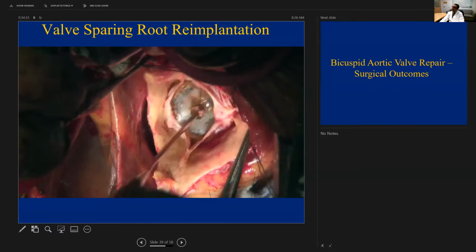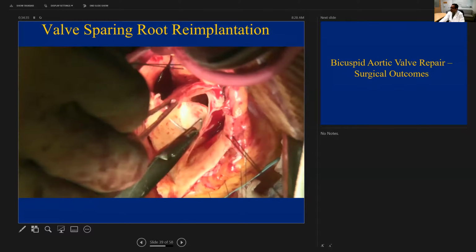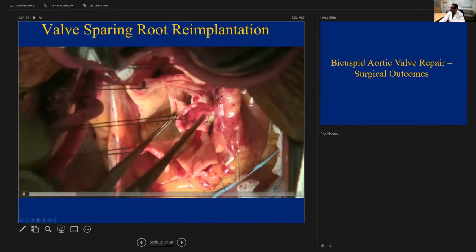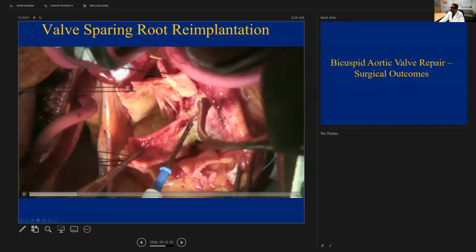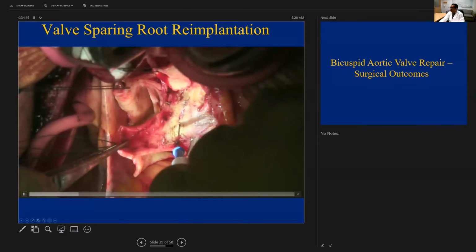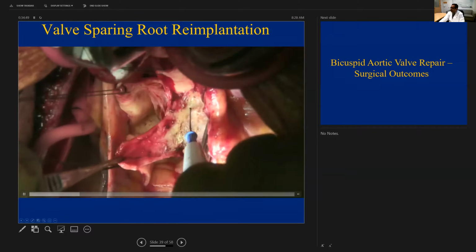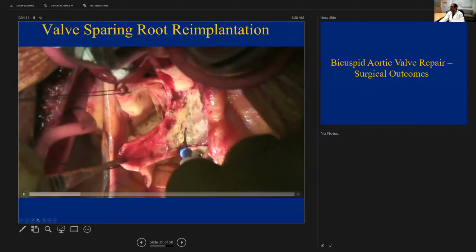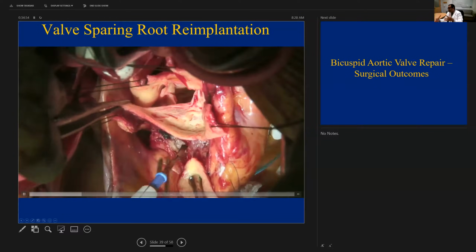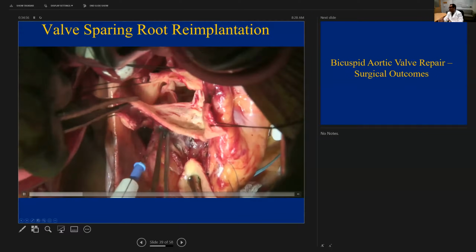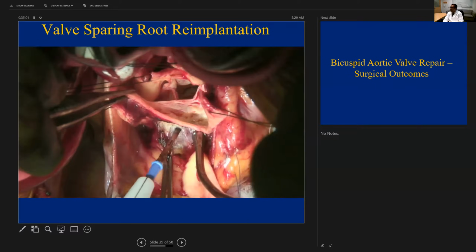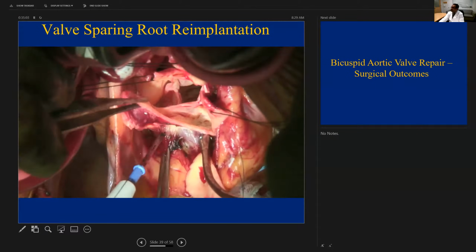And another thing that becomes important as we do root reimplantation is you can see that the geometry of the leaflets, the circumference of the aortic valve annulus that's being occupied by the conjoint cusp is different than the non-conjoint cusp. The conjoint cusp occupies about 200 to 210 degrees, and the non-conjoint cusp occupies about 150 degrees. This becomes important for valve-sparing root reimplantations compared to rings because we have to reorient the valve in that same orientation. Here you can see we're doing the deep root dissection.